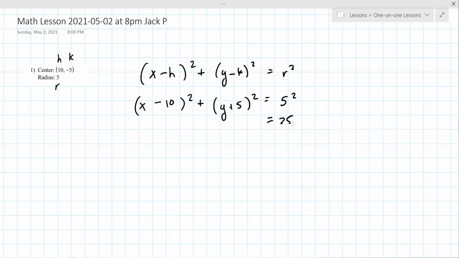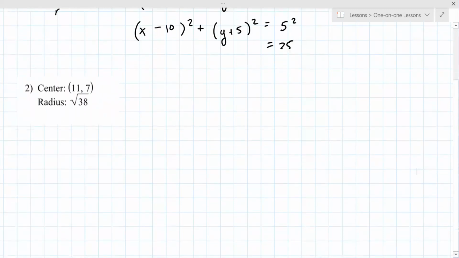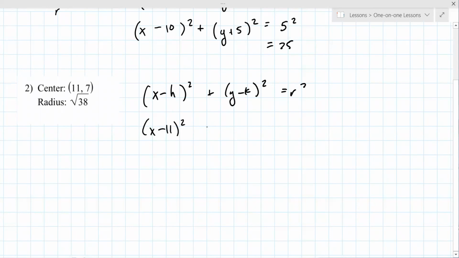All right, so let's go to number 2. Number 2, the equation of the circle. Again, if you don't get a reference sheet, it's good to write these each time you do the problem. That way you get it down. This is (x minus 11) squared plus (y minus 7) squared equals the square root of 38 squared, which is just 38.